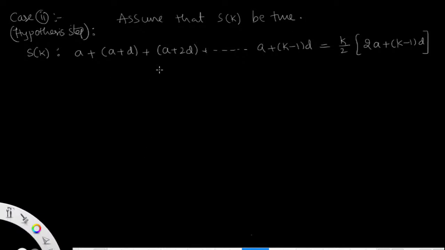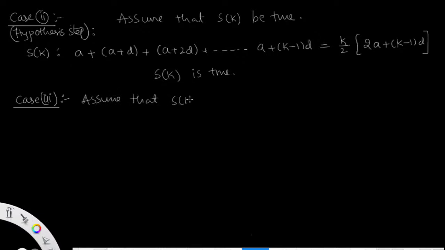Okay. Therefore, S of k, there is no change in the expression. Therefore, S of 1 is true. Next goes to case 3, that is assuming that if n equal to k is correct, let the k in the terms of k also be true. Therefore, we have to assume that S of k plus 1 be also true. K is true, 1 is true. The next term is S of k plus 1, you can check it, k plus 1 be also true.